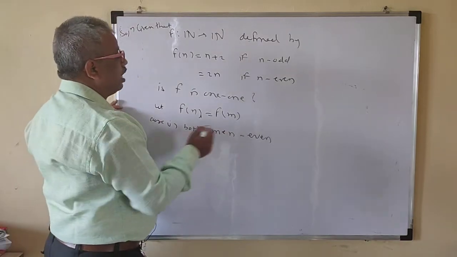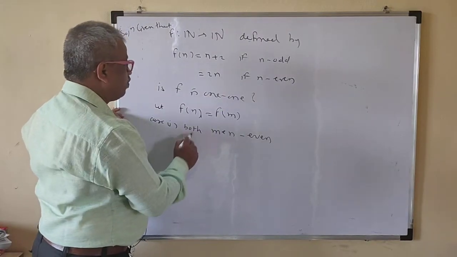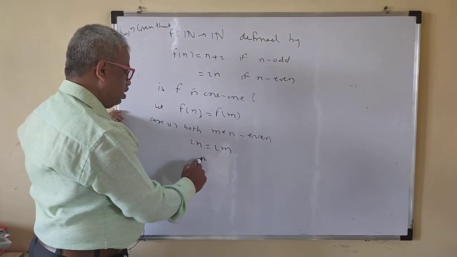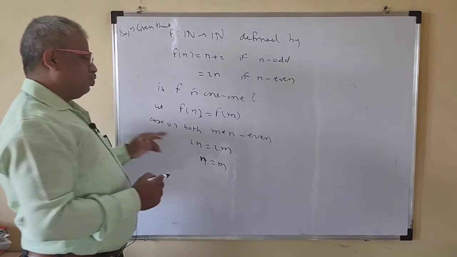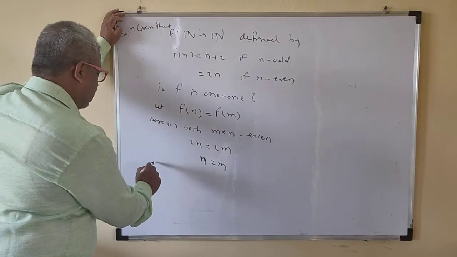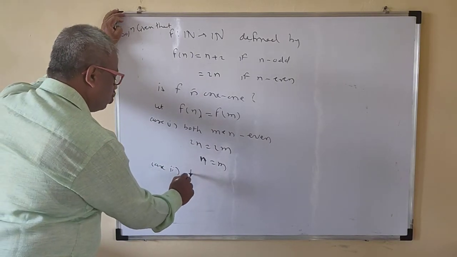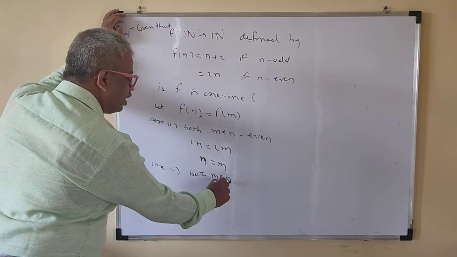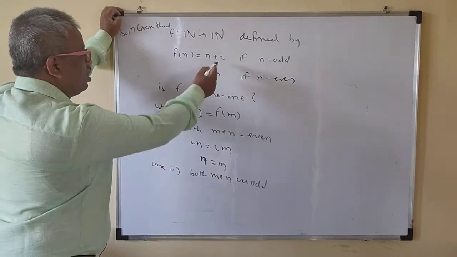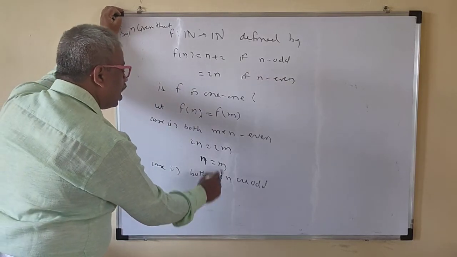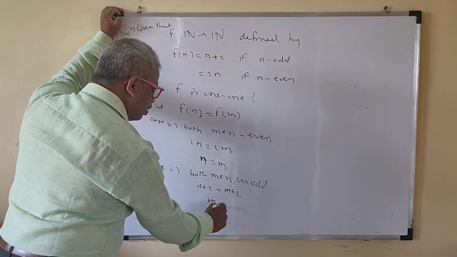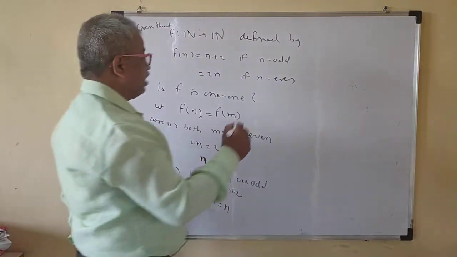So if m and n are even, then the value of the function is double of that one. Twice n is equal to twice m. So n is equal to m. Case 2: both m and n are odd. If they are odd, then f of n is n plus 2, and f of m is m plus 2. Again m is equal to n. Okay.